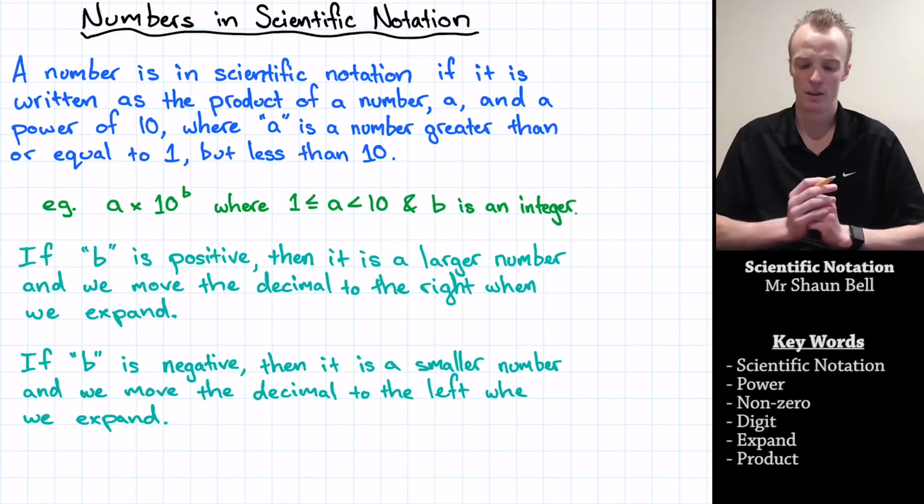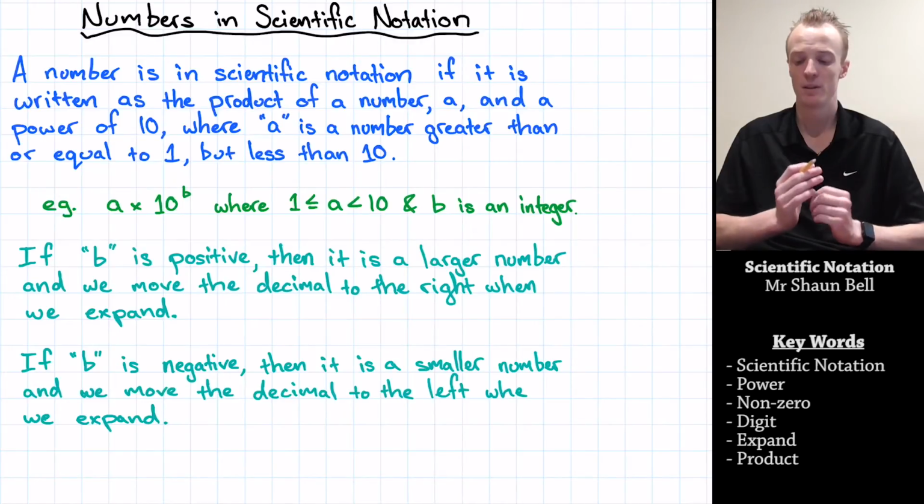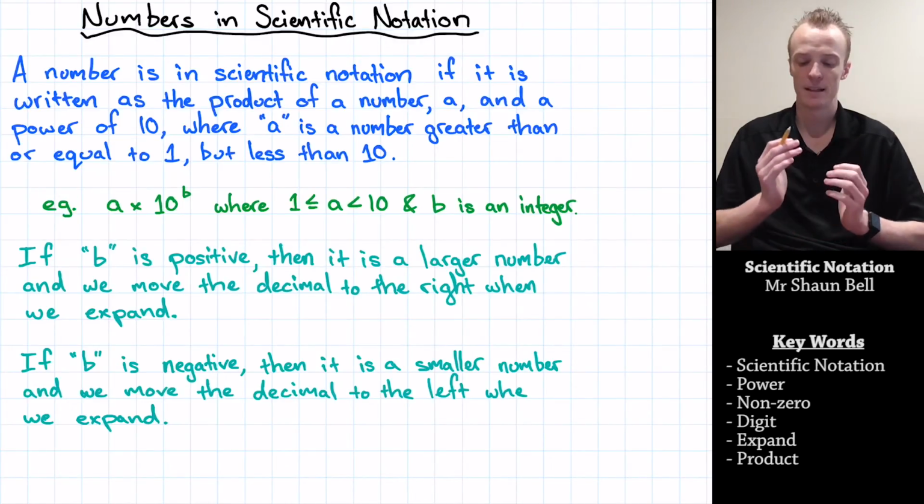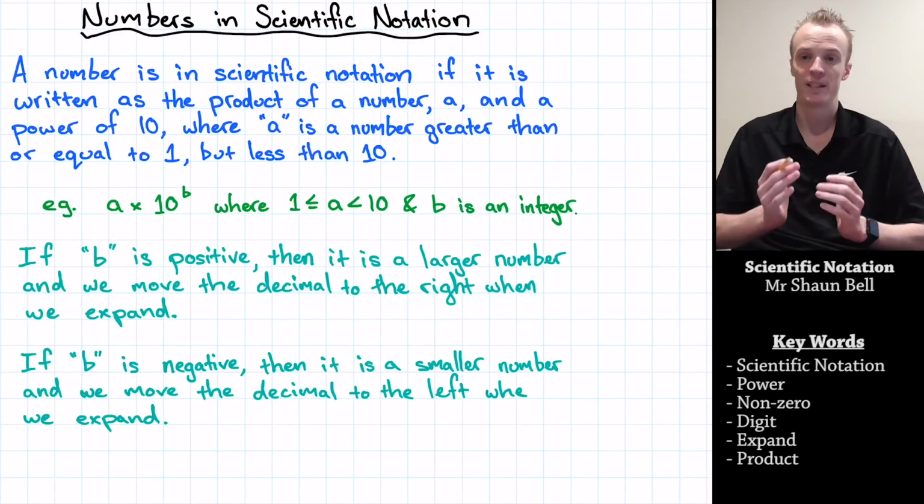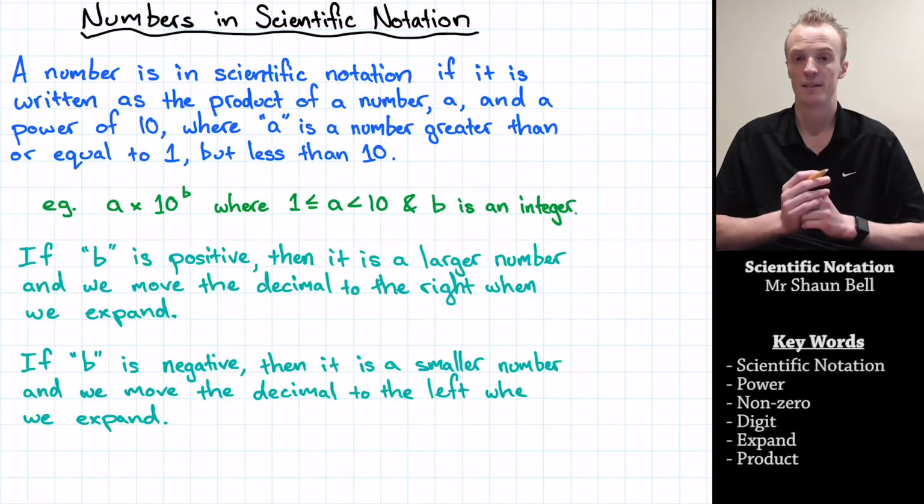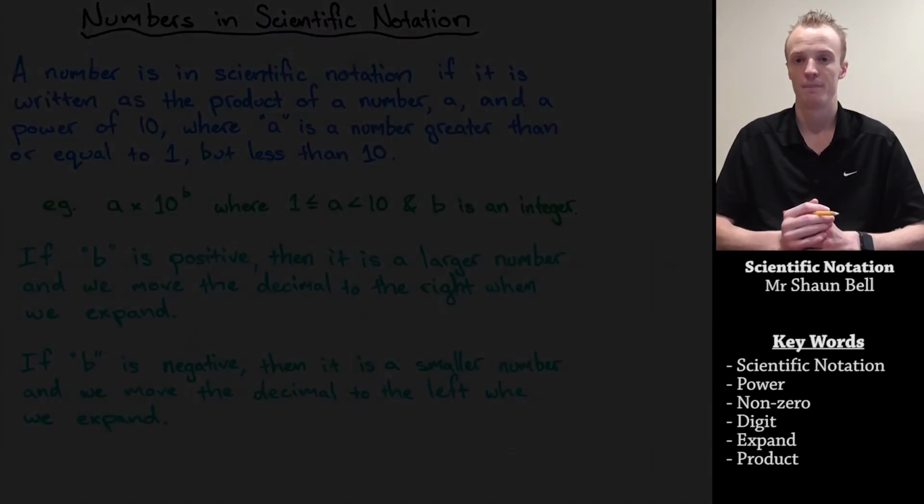Some other things that we learnt is that if B is a positive number, then it's representing a larger number, and when we expand it, we move the decimal place to the right. However, if B is negative, then it's representing a smaller number, and when we expand it, we need to move the decimal place back to the left.